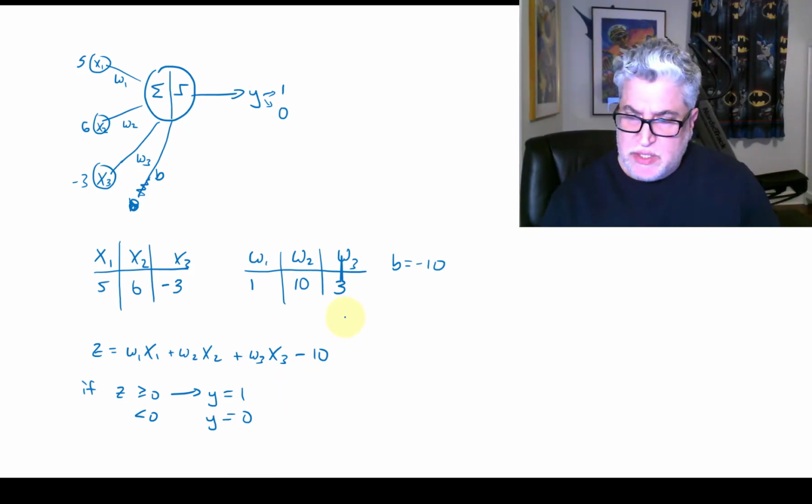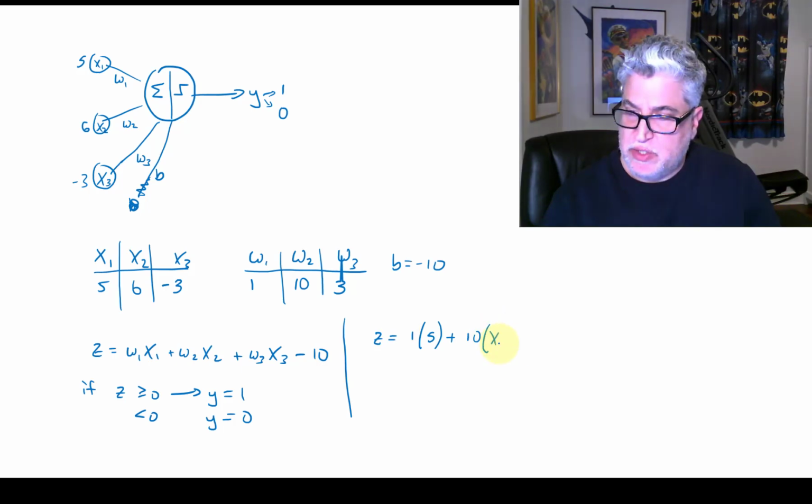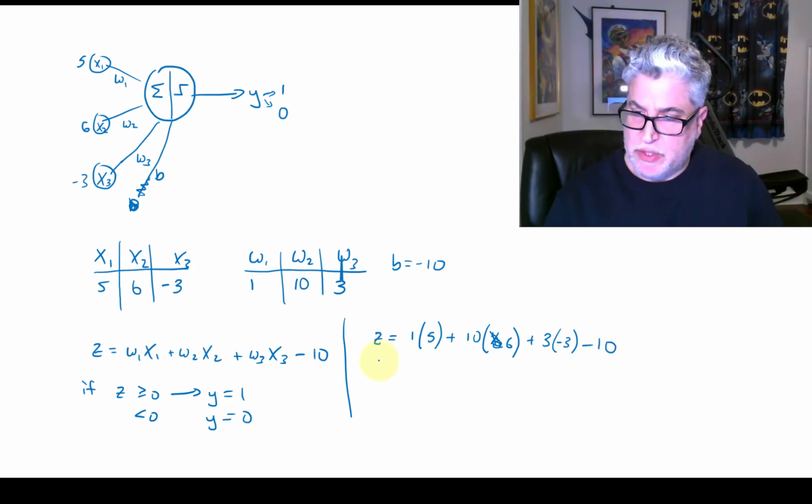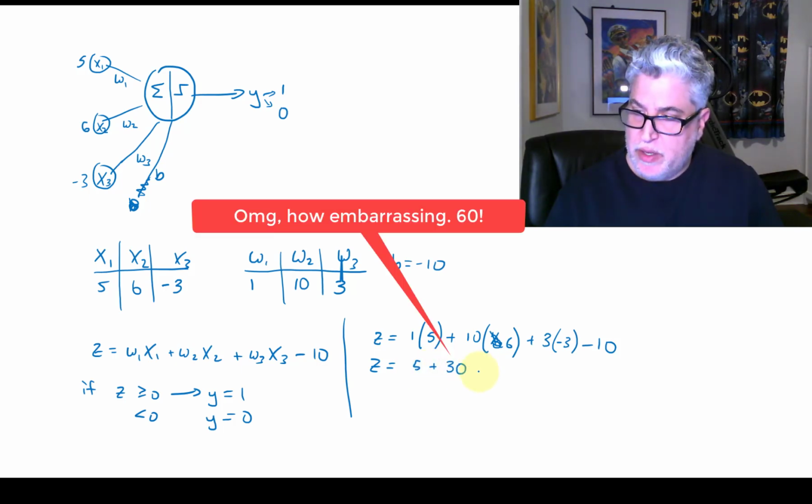All right, so what is this? Let's do this real quick. We have a weight of 1 applied to x1 of 5. A weight of 10 applied to a value of x2, which is 6. We have a weight of 3 applied to an x value of -3. Then we have a bias of -10. So what does that come out to? So we get a 5 plus a 30 minus a 9 minus a 10.